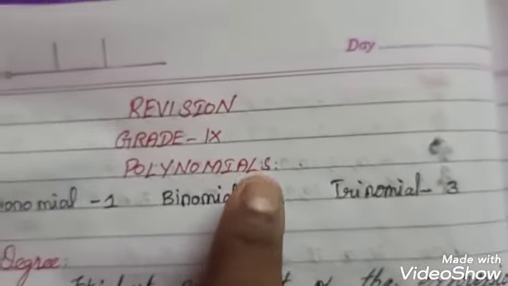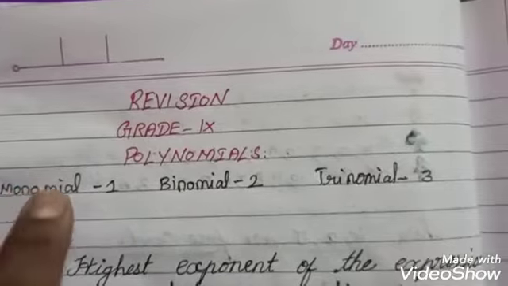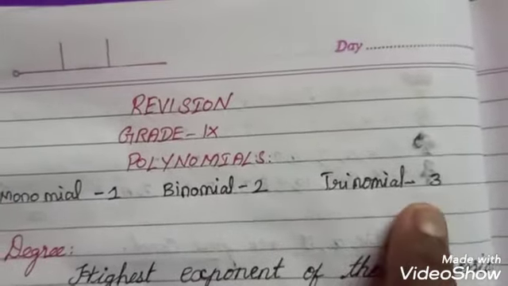Now I give a revision of polynomials regarding your examination. So you know what is a polynomial? Polynomial means it contains many terms, and the term means monomial, binomial, trinomial are the three classifications: one term, two terms, and three terms. It's very basic, you know that.